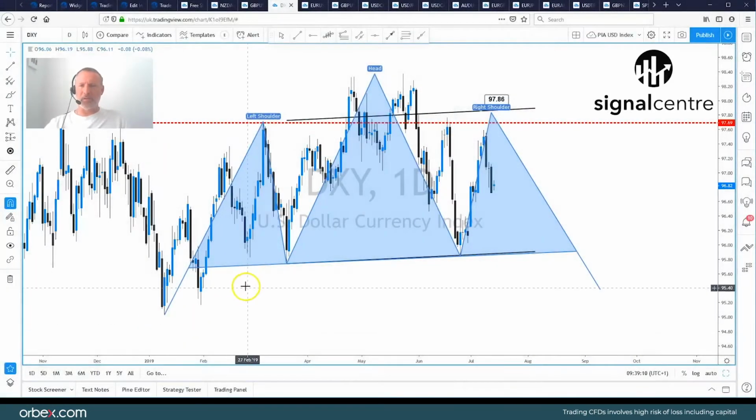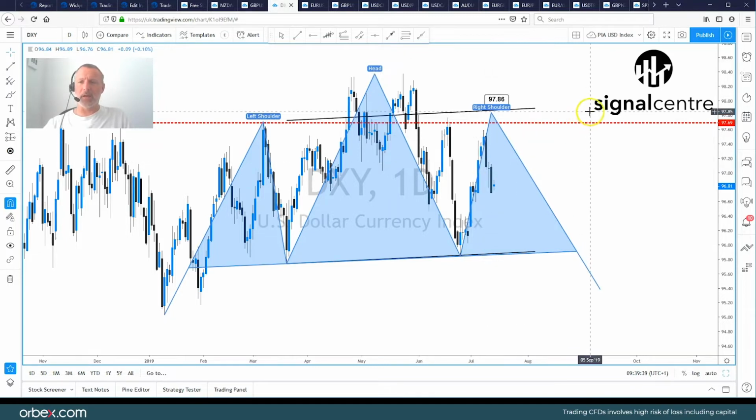So starting off with the dollar index, that strong rejection of gains last week after Powell signalled the potential for rate cuts in the US sooner rather than later sent the dollar to the downside. Now we look to be forming a bearish head and shoulders pattern. We're expecting intraday rallies in the dollar index to find some selling interest.